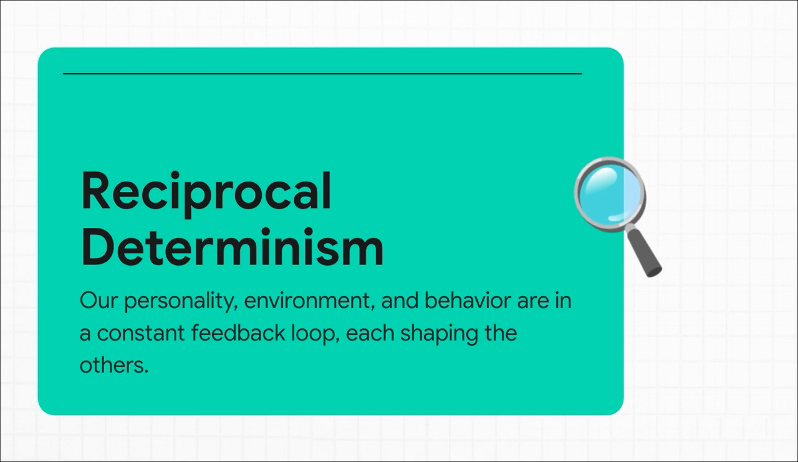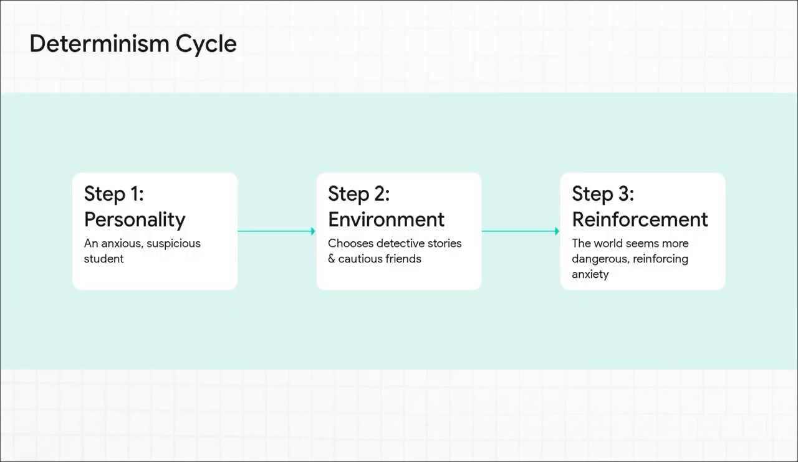It's this constant feedback loop. Our personality traits make us choose certain environments, and then those very environments reinforce our personalities and shape how we act. Let's make that real.